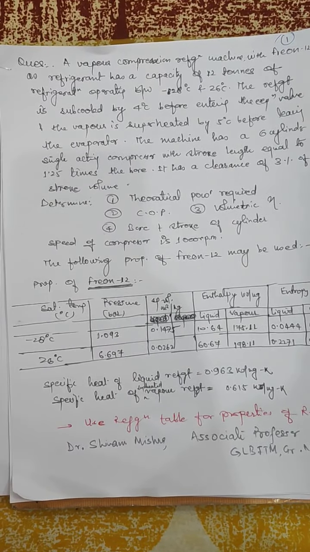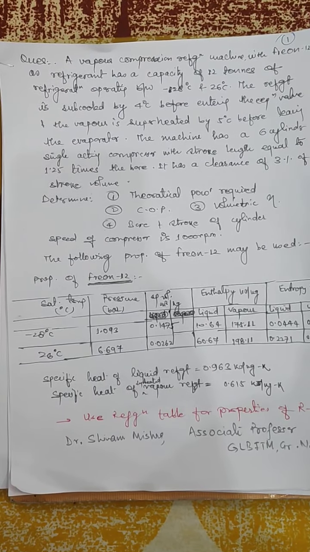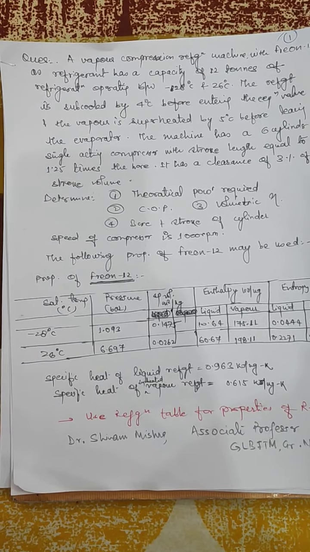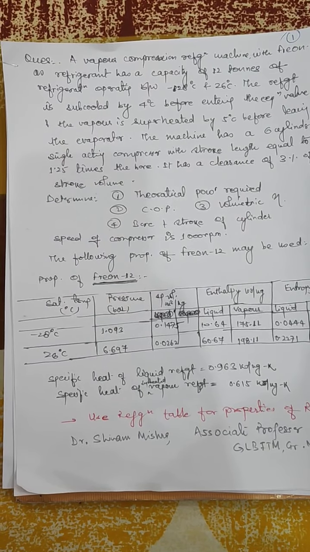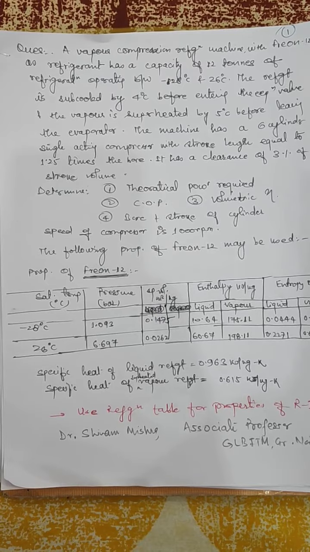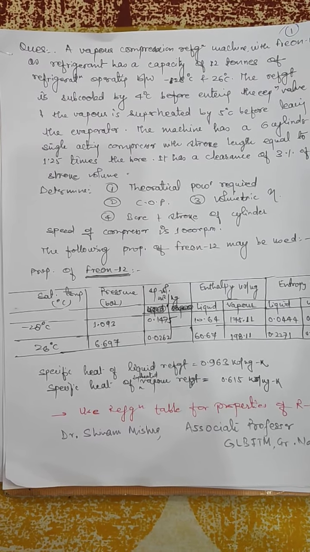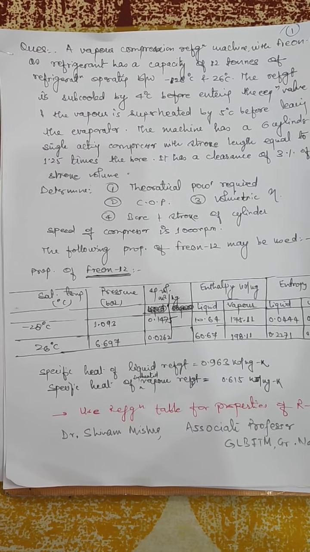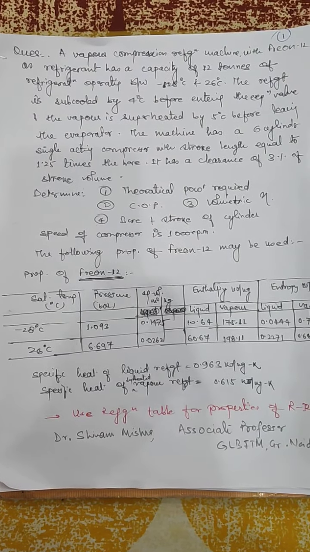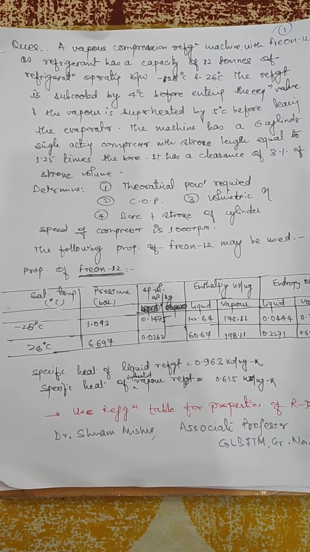A vapor compression refrigeration machine with Freon 12 as refrigerant has a capacity of 12 tons of refrigeration operating between minus 28 degrees centigrade and 26 degrees centigrade. So here it is the condition. A vapor compression machine is working with refrigerant Freon 12, the capacity of the machine is 12 ton, and the temperature limits are minus 28 degrees centigrade and 26 degrees centigrade respectively.